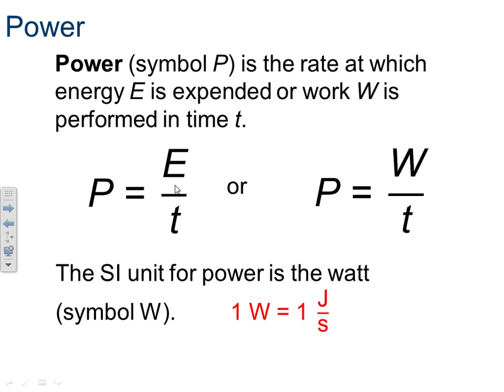Work is abbreviated with a W. Watts are abbreviated with a W. So that can kind of be confusing, but work is a variable. So if you see it in a calculation like this, that's work. If it has a number next to it, that's a unit, that's a watt. That's the unit for power.